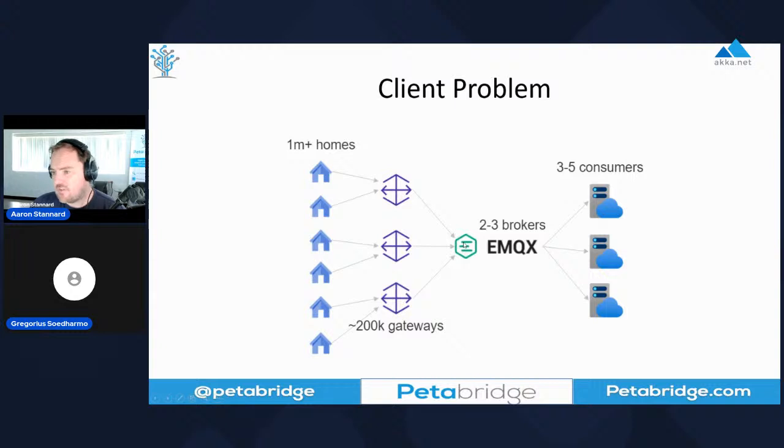There are other technologies that can do MQTT brokering, like NATS. I think RabbitMQ can even natively support it. ActiveMQ can support it. There are a number of different technologies in the space that can all do this.